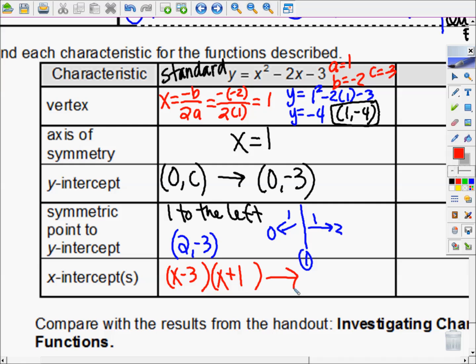what would x have to be in order for this to be 0? 3. So one of my intercepts is at 3, 0. What would x have to be in order for this to equal 0? And those are my two x-intercepts. Now I'm able to graph this, right? I have a vertex, I have y-intercept, I have reciprocal points, I have my x-intercepts. Could I graph this?